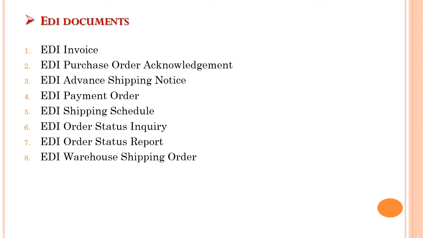And last but not least, the document is EDI warehouse shipping order. A warehouse shipping order provides instructions to a remote warehouse for the shipment of an order, including which items to ship, item quantities, the target delivery date, shipping information, billing information, and the shipping method. In most cases, the seller uses a warehouse shipping order to instruct the warehouse to ship the order to the buyers. So all these are the EDI documents. Okay.